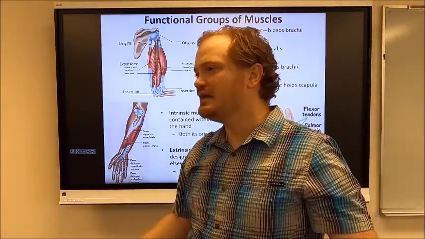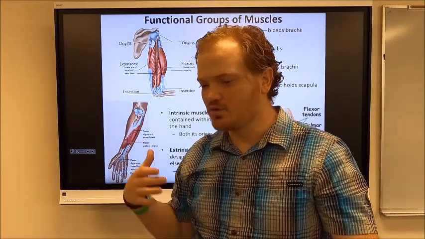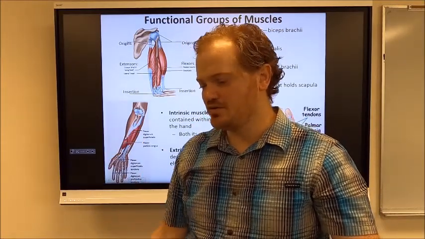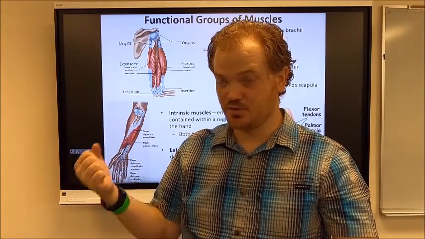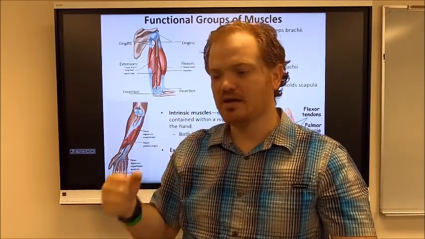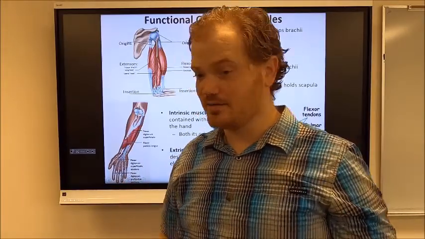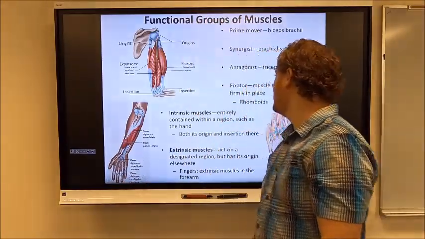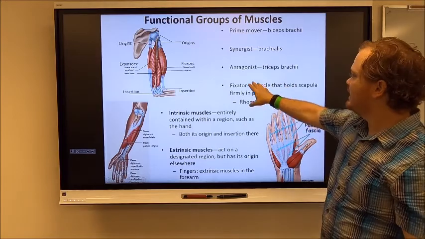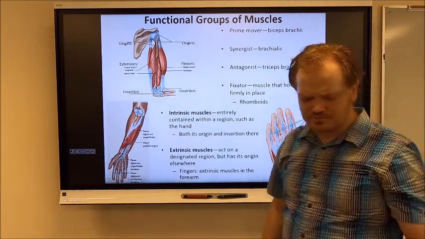They're not working against one another per se. They're working towards a common goal, one of which is causing the muscles or the joint to become more flexed, and one slows that action down. Okay, your body's working together. It's not like they're against each other. But antagonist, triceps. And then last but not least, fixators.